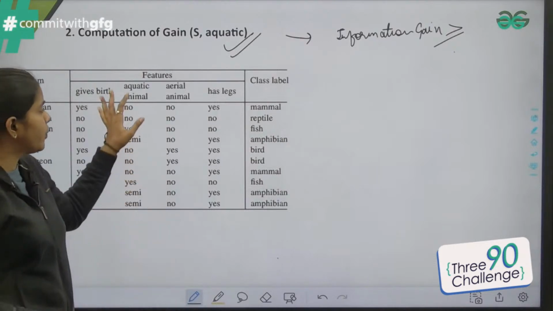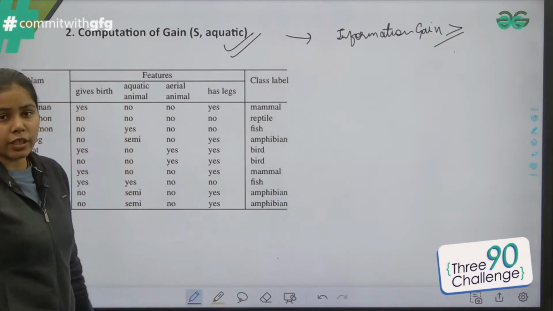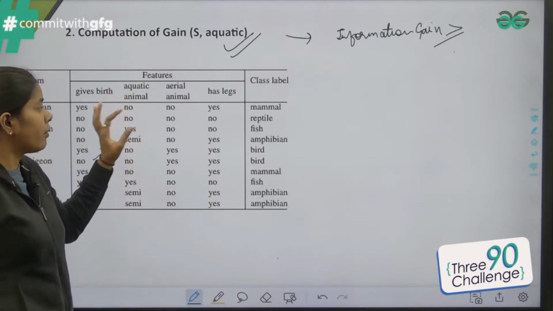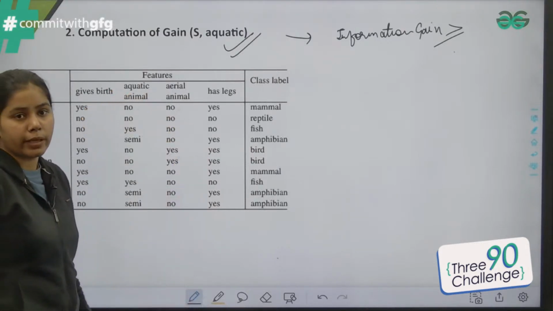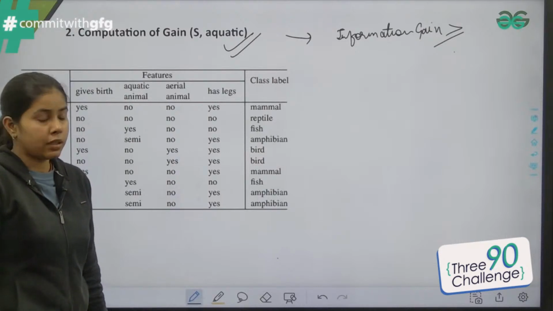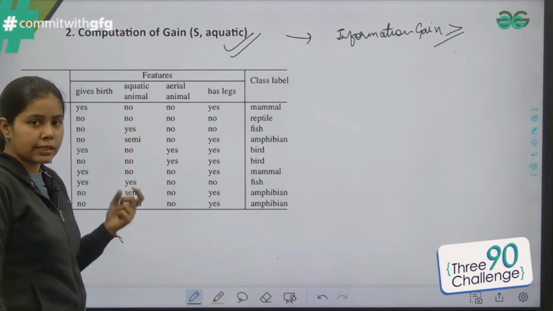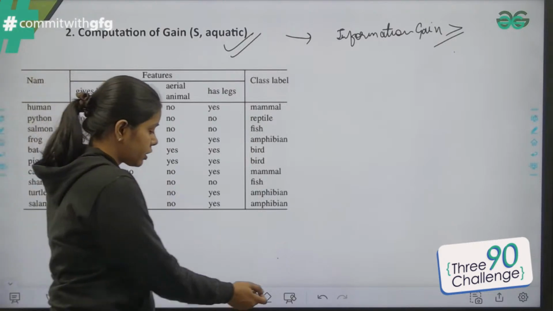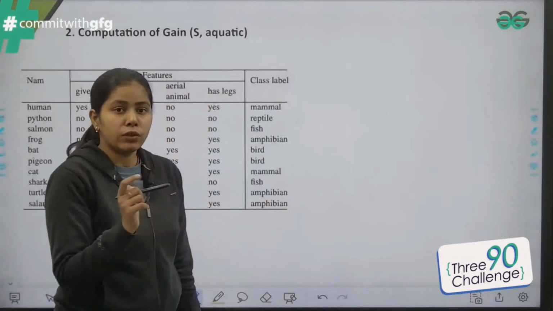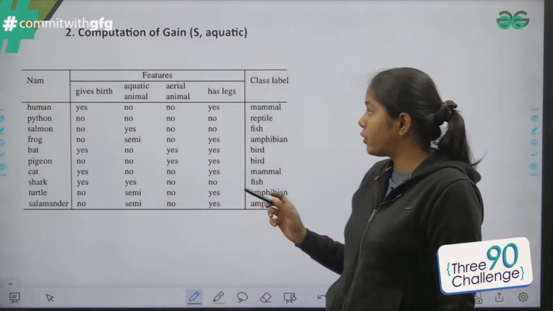Okay, so you will get more information gain for the aquatic animal feature than for the gives birth column. That's why, instead of gives birth, you would use the aquatic animal feature. You can see that in aquatic animal, you have to divide it into 3 classes: yes, no, and semi, right? Just solve that. And guys, I told you that we have 2 measures to decide which feature we have to use, right?